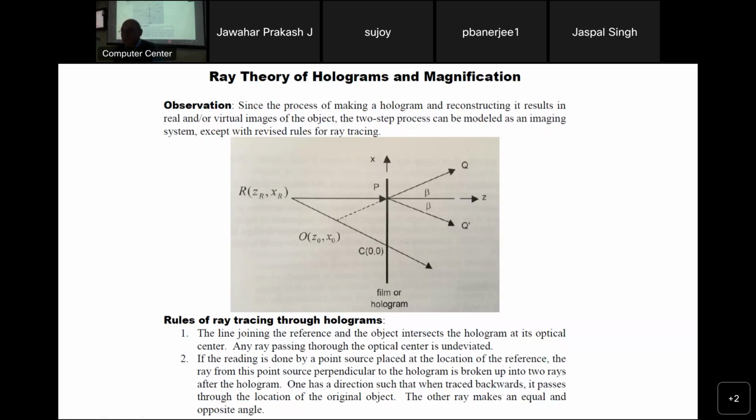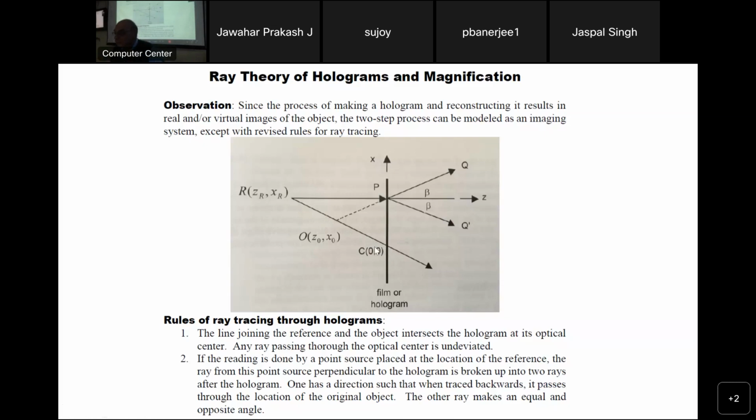Make sense? So then, during reconstruction, if I started out with a reference or reading beam, again a point source at the same point, and illuminated again this hologram, placing it exactly the same place as the film or recording medium, at that point, that ray, so to speak, is not going to break up, not going to be deviated, not going to be diffracted because the spatial frequency there is zero.